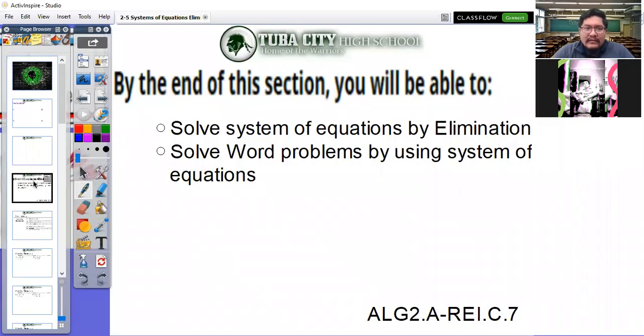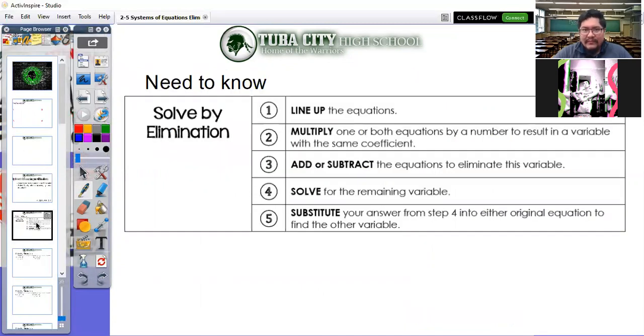So, by the end of this section, you will be able to solve systems of equations by elimination and solve word problems by using systems of equations. It's a little bit more of what we did last time. If you remember, we were using substitution. For substitution, you had to isolate one of the variables and plug that into one of the other equations. But this one is different.